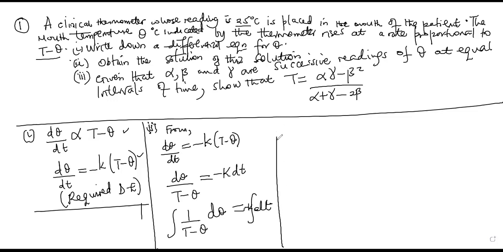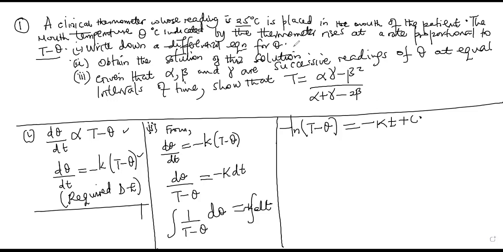When you integrate here, since it is T minus theta, you get negative ln T minus theta. If it was T plus theta, you'd get ln T plus theta, but because of the T minus, we bring in the negative ln. From our integration, when you integrate negative k dt, you get negative kt plus a constant.